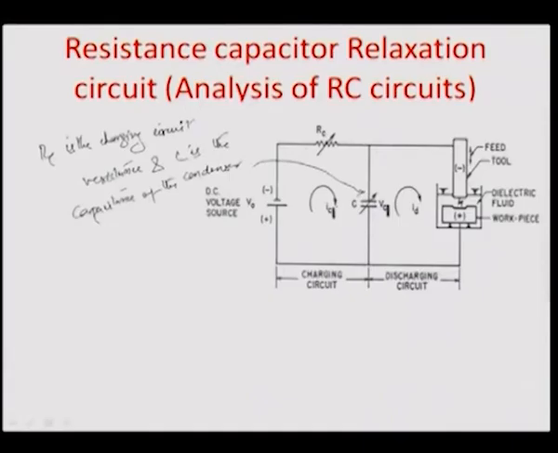Okay. So, dVc(t) by V0 minus Vc(t) is 1 by RC dt, or if you integrate it in time, you get ln(V0 minus Vc(t)) is equal to minus t by RC plus k1.